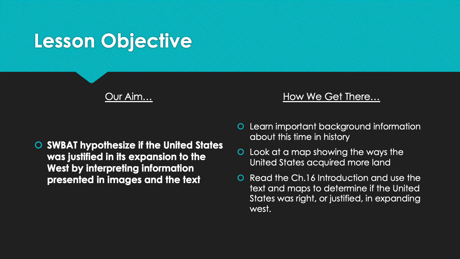First, we're going to learn important background information about this time in history. Then we'll look at a map showing the ways the United States acquired more land. And there's actually quite a few maps today. And then we're going to read the Chapter 16 introduction and use the text and maps to determine if the United States was right or justified in expanding the West.